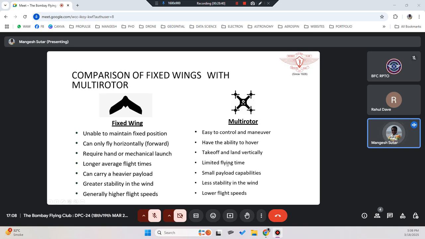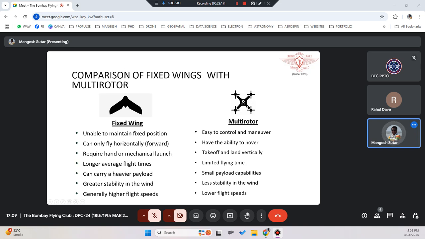But it has limited flying time because of the battery. Still we do not have a battery that is able to give longer endurance capacity. Again, if you put in more battery, it will become more weight, so that will also add a challenge to us. So it has small payload capabilities, and less stability in the wind, because it is not aerodynamic. It is only using propellers for the motion, following Bernoulli's principle, and for flying it is following Newton's third law. But it is not flying aerodynamically. It is just a structure.